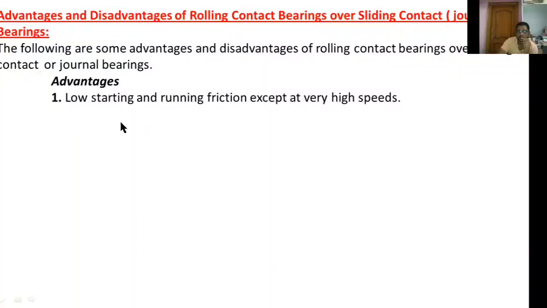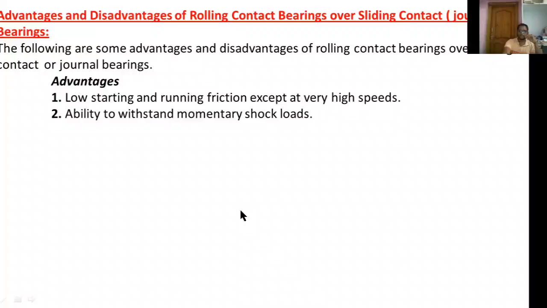First one is low starting and running friction, except at very high speeds. Ball bearings or roller bearings have low starting friction and low running friction at low speeds. They also have the ability to withstand momentary shock loads, so they can resist shock loads or fatigue loads.